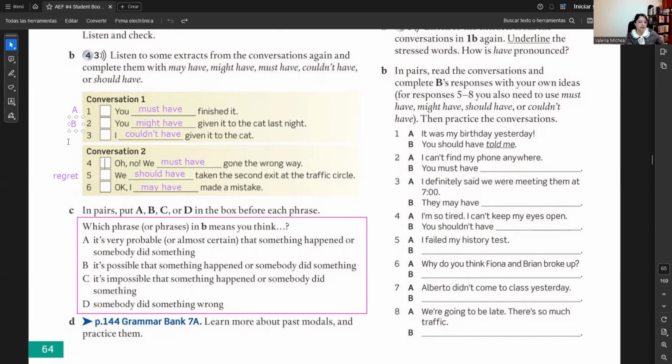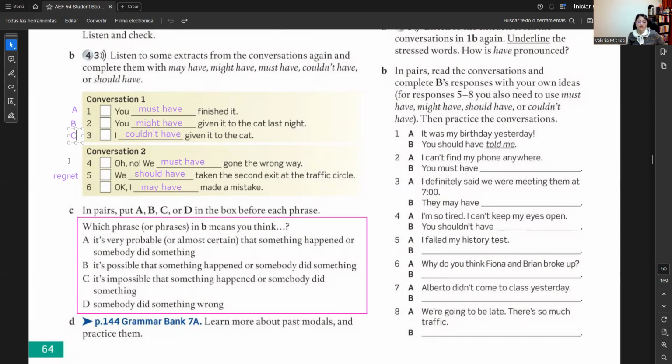Good. Finally, in this conversation, we have, I couldn't have given it to the cat. So which one is that one? A, B, C, or D? Yep, I agree with you guys. C. So it is impossible that something happened or somebody did something. Yes, good. So it was true what I did previously to give you just the example. So it was ABC.